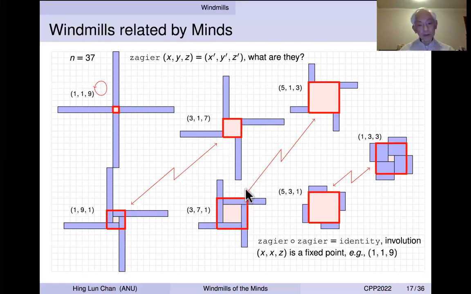But if you take the second map, relating like minds, do it once and then do it twice, it comes back to itself. So this is also an involution. A fixed point of this second map will be of this form, x, z, right? And this is an example. And this is a fixed point basically because in this case, the mind is just equal to the central square.